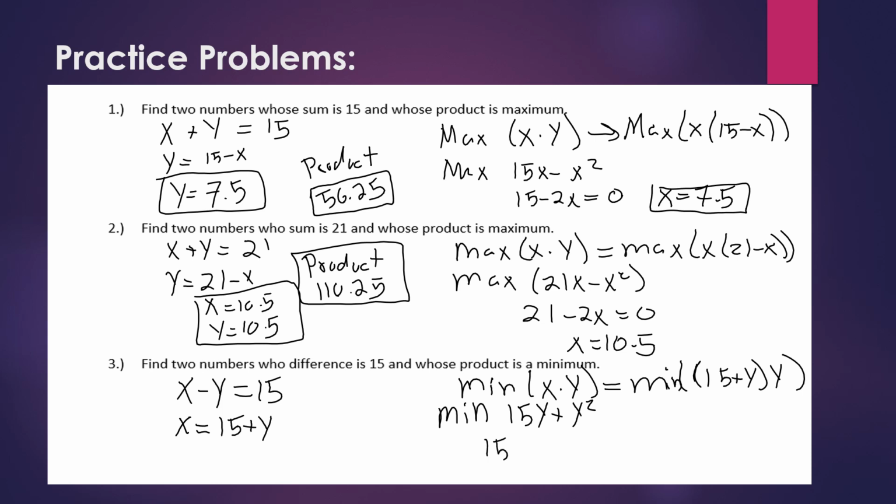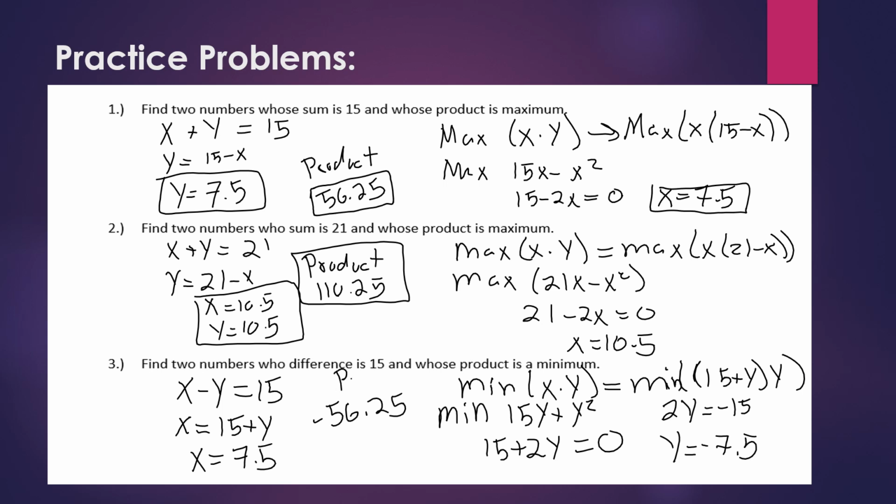So in order to do that, I'm going to take the derivative. I'll get 15 plus 2y, and setting that equal to 0. If I move the 15 over, I get 2y equals negative 15, so y is negative 7.5, which means that x is positive 7.5. The difference between 7.5 and negative 7.5 is 15. So what is our product going to be? It'd be 7.5 times negative 7.5, which gives us negative 56.25. This is our product.